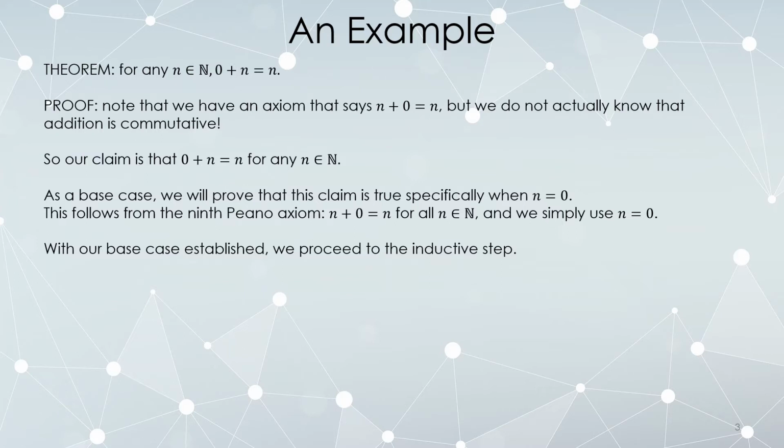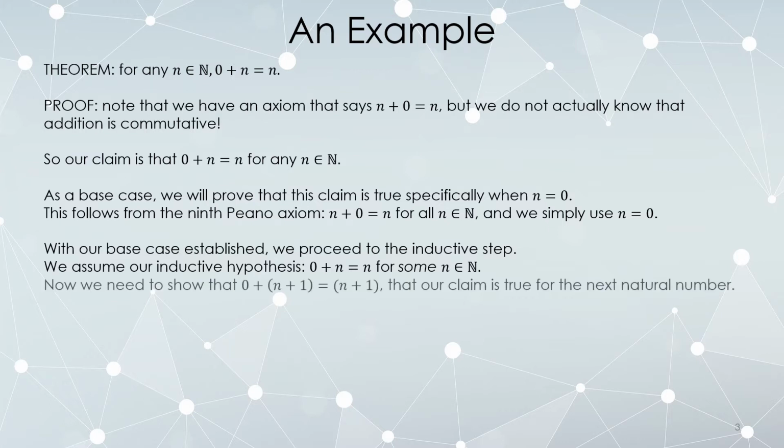So we need to proceed to the inductive step. We get to assume that the claim is true for some number: 0 plus n really is n. We don't get to assume what number that is. It's just some natural number. Now what we need to show is that 0 plus the successor of n, aka 0 plus n plus 1, is the successor of n.